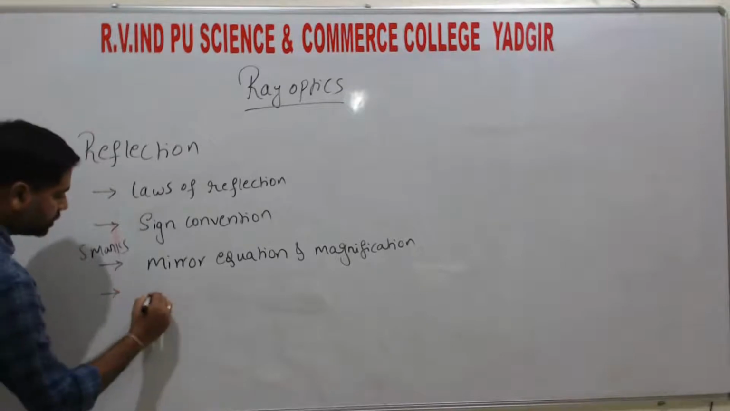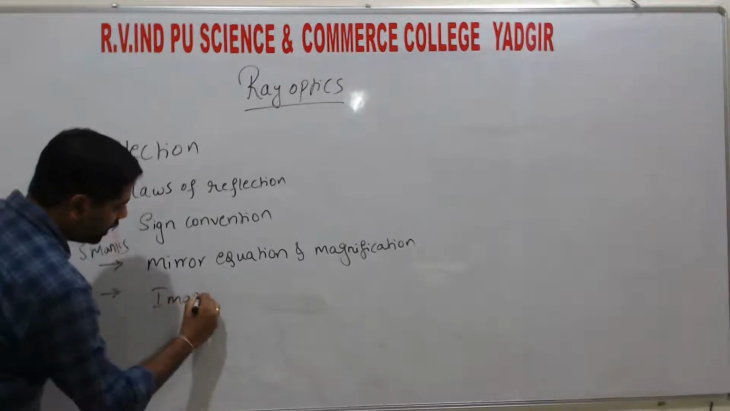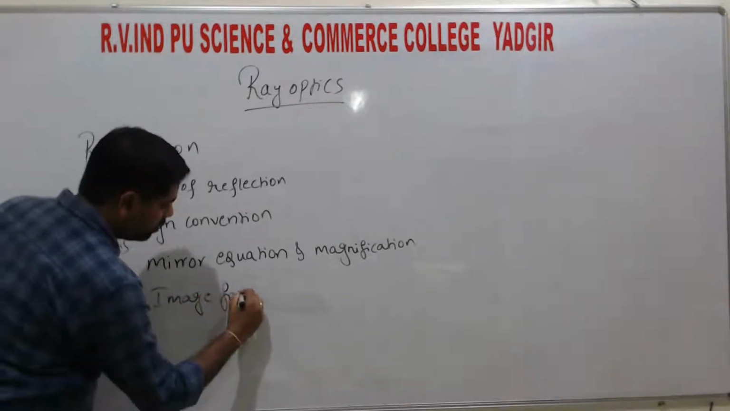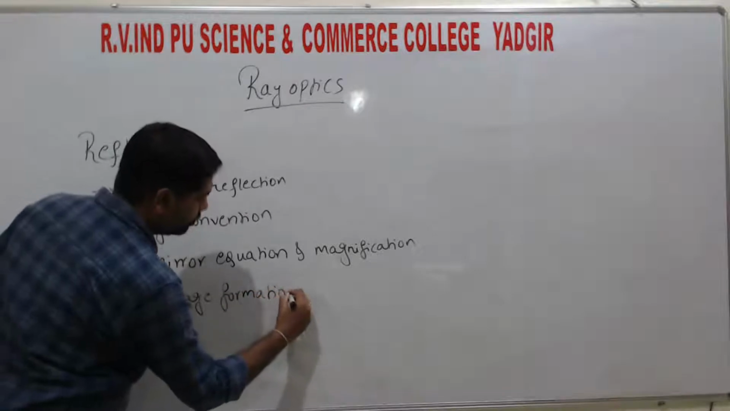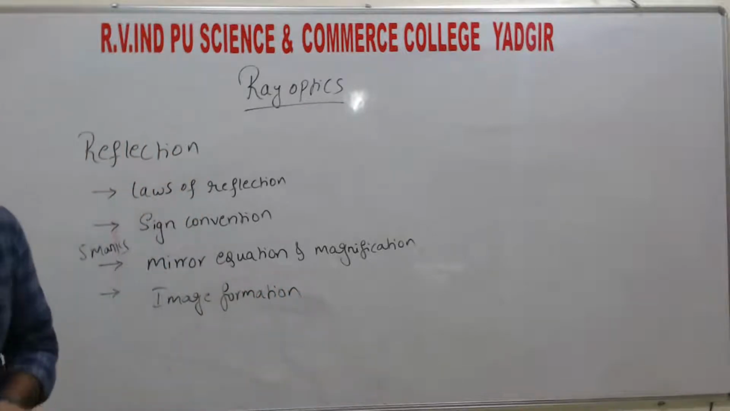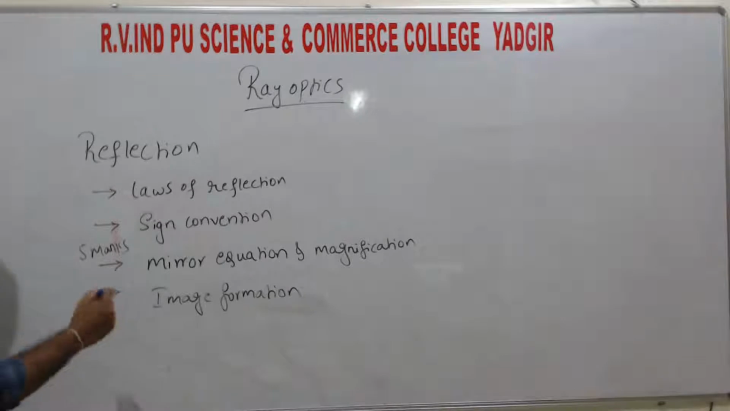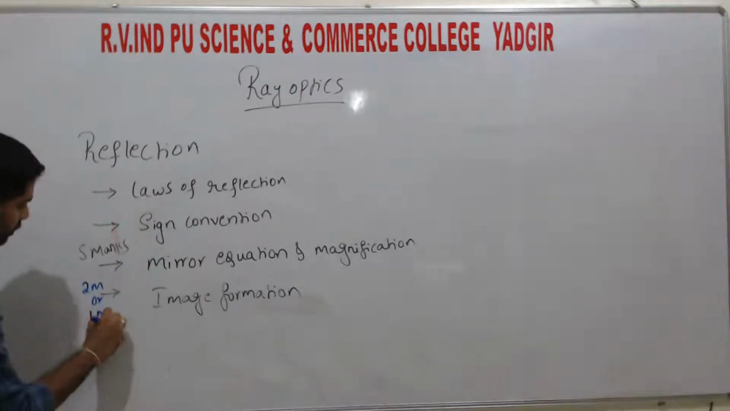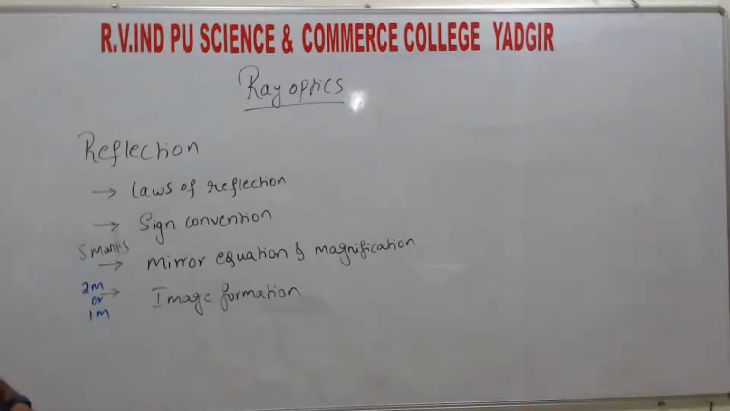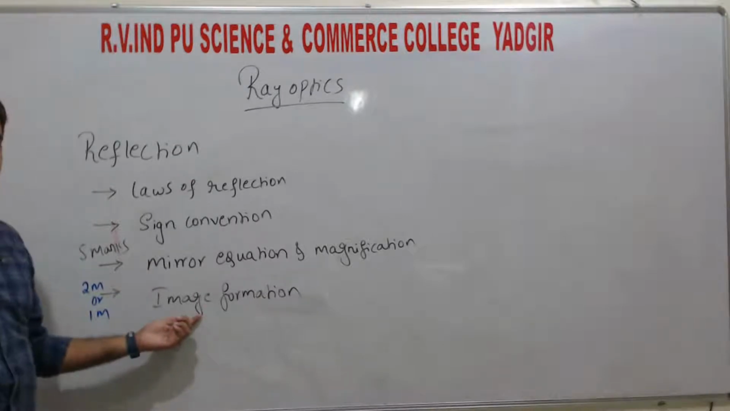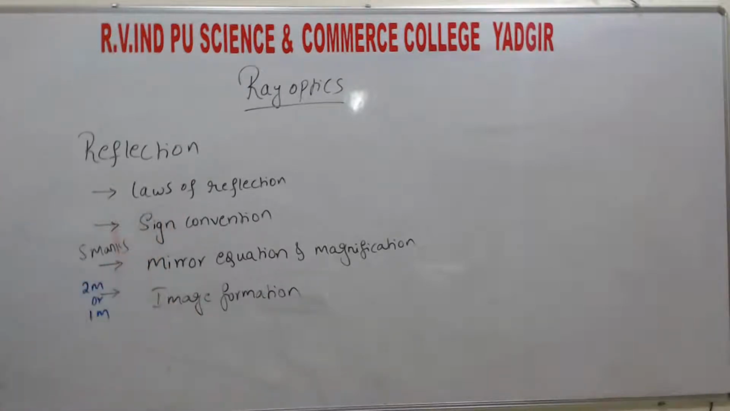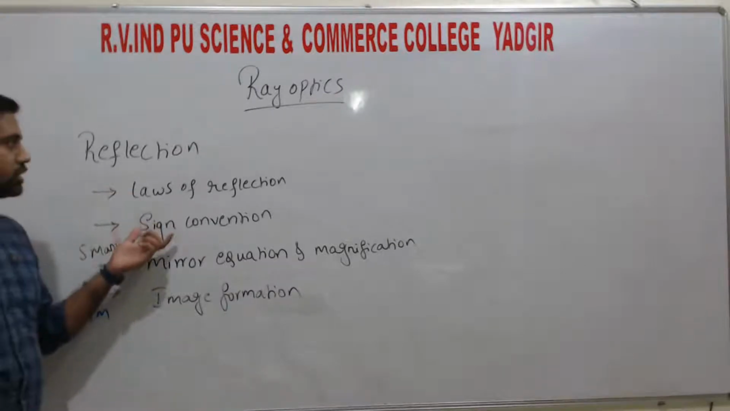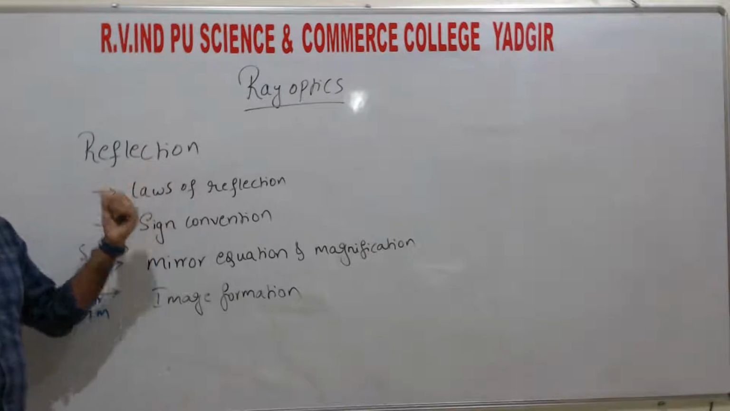So the last is image formation, right? So image formation, they may ask for 2 marks, or they may ask for 1 mark, right? So image formation in mirrors. So these are the important concepts which we have to study in the topic reflection, right?